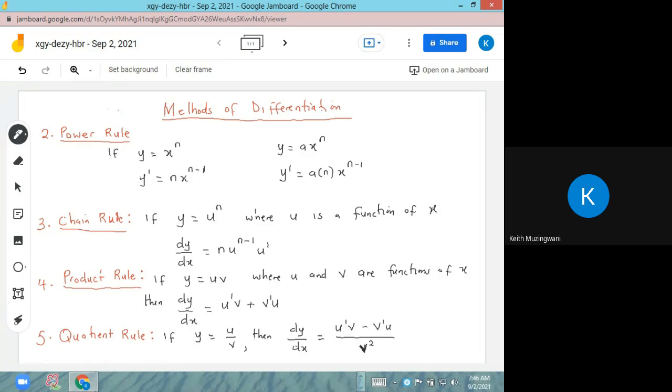This set of 4 rules plays a very, very important role in calculus. Without power rule, you cannot have chain rule. You cannot have product rule. You can't have quotient rule, because you have seen that every other rule is going to be using power rule.